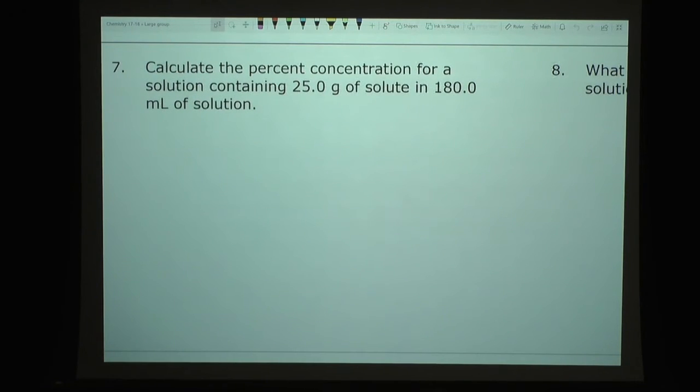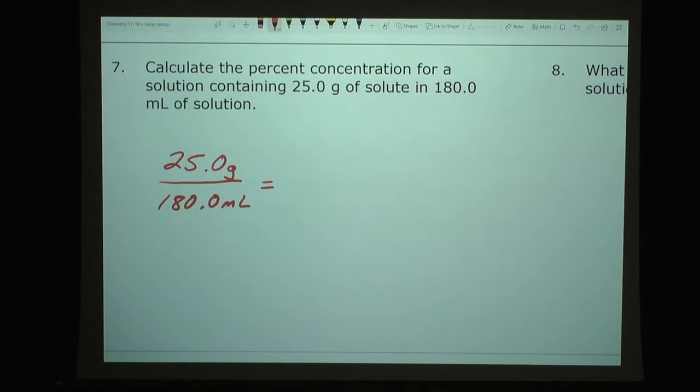So I can start to do my percent concentration calculation with grams and with milliliters. I'm just going to start with my 25.0 grams, or whatever my solute is, divided by my 180.0 milliliters of solution. And when I calculate this, I want it to be in a percentage.